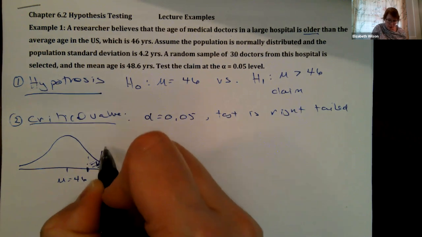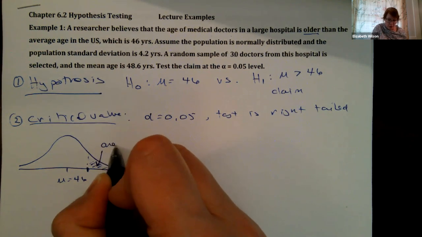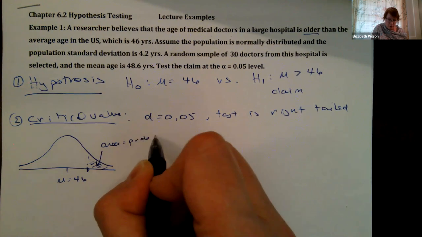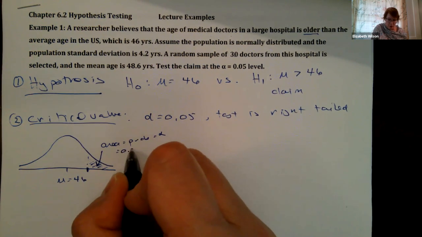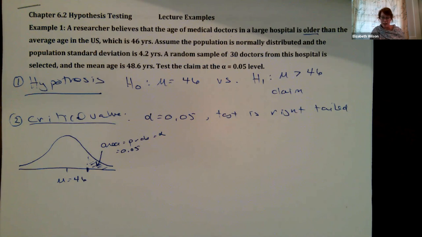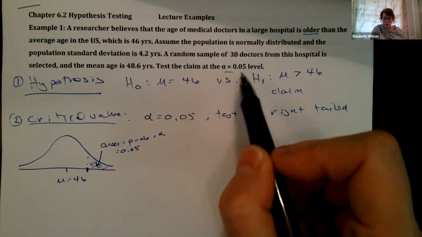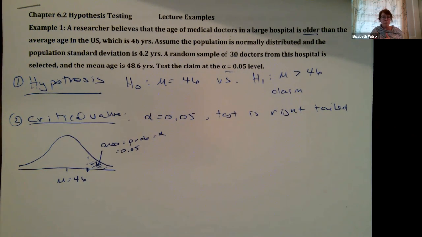So this region here is equal to the area, which is our probability, which is equal to alpha, which is 0.05. We were given that we test at the alpha 0.05 level. That's the most common statistical level because it's big enough that maybe you're going to catch things. It also corresponds to our 95% confidence interval, if we were to think about confidence intervals. It's kind of like the minimum alpha level, significance level, that people will accept as things being significantly different.